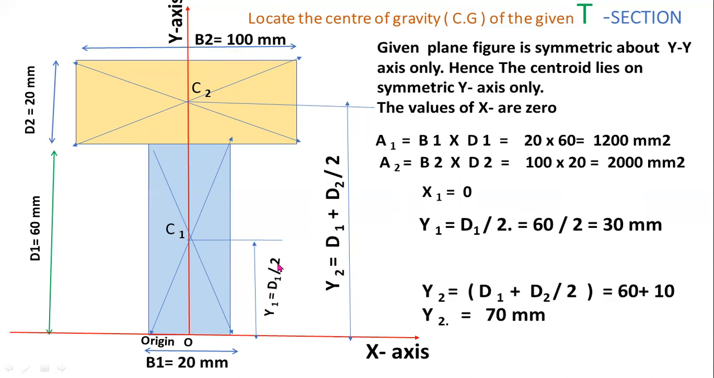Y1 equal to d1 by 2 equal to 60 by 2. d1 equal to 60, so 60 by 2 equal to 30 mm. And y2 equal to d1 plus d2 by 2. d1 equal to 60 mm plus 20 by 2. 60 plus 20 by 2 equal to 70 mm. Now x2 equal to 0.